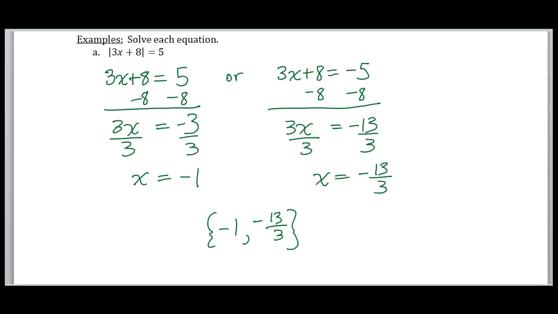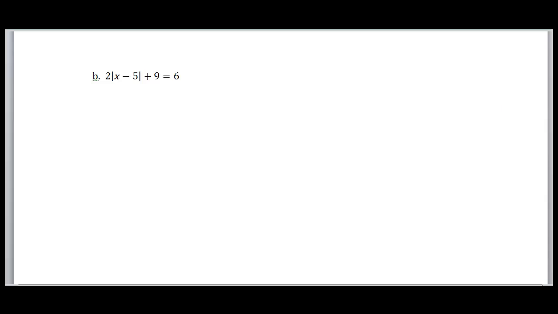Let's look at another example. We have this example here. I have 2 times the absolute value of x minus 5 plus 9 equals 6. Now, this one doesn't just have the absolute value on one side completely by itself, isolated. So I need to do that.